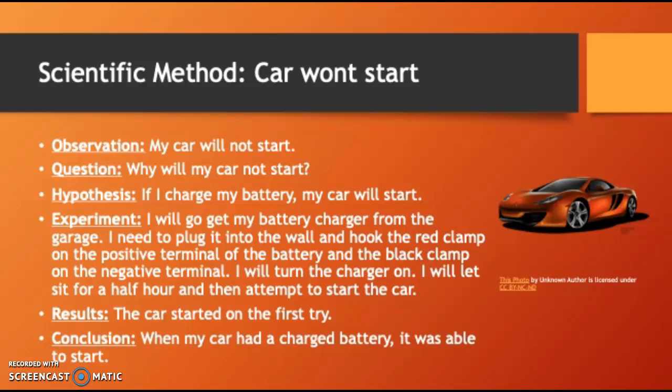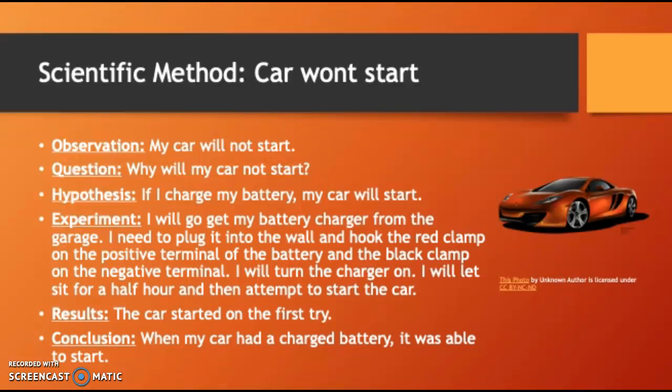Based off the information, we need to ask ourselves a question. In this particular example, the question would be, why doesn't my car start? Our next step in the method would be to create our hypothesis. For this one, we are focusing on the car battery, and therefore our hypothesis is, if I charge the battery, my car will start. Now that we have the hypothesis set, we need to test it.